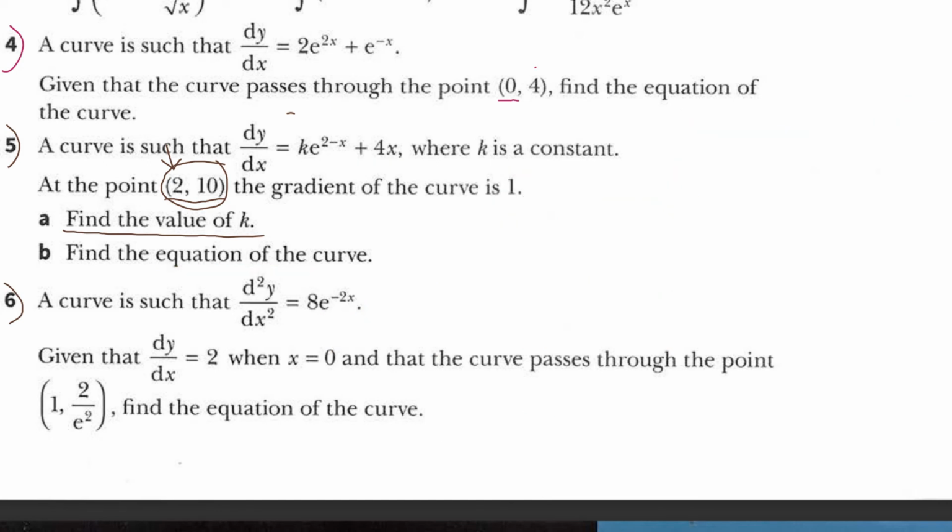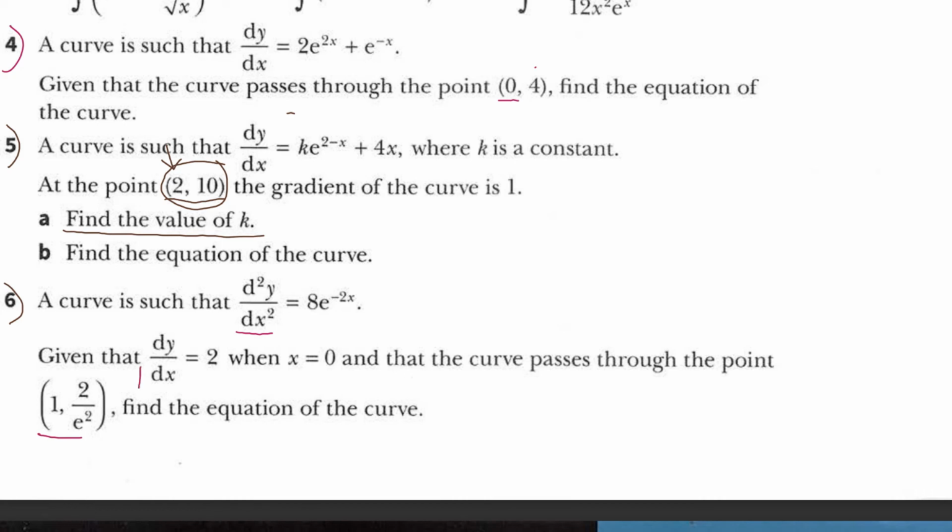We have to understand first that the question is completely different. The double differentiation part is given as 8e to the power minus 2x, but the question is written: given that dy by dx equals 2 when x equals 0. That is the information provided. The curve passes through another point given here. Find the equation of the curve.